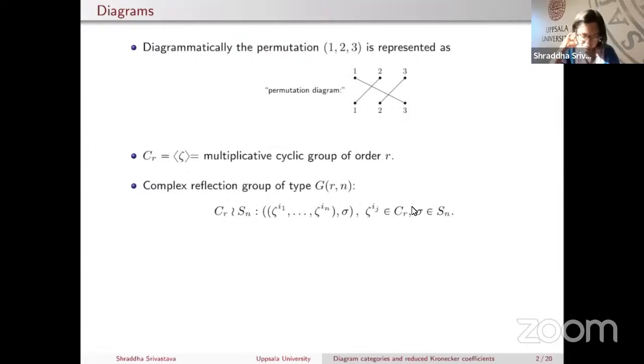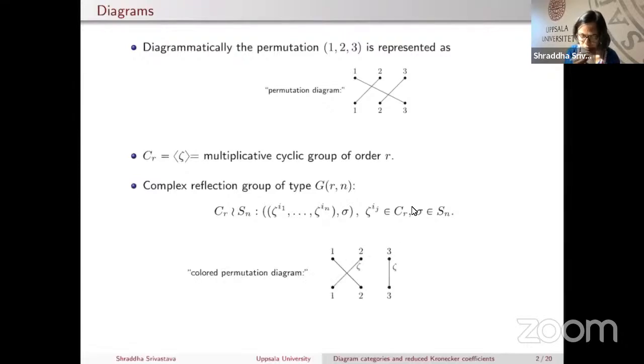Then the complex reflection group of type G(r,n) is the wreath product of C_r with S_n. A typical element is a tuple, where the second component is a permutation on n letters, and the first component has n entries from the cyclic group C_r. Such an element can also be written as a diagram.